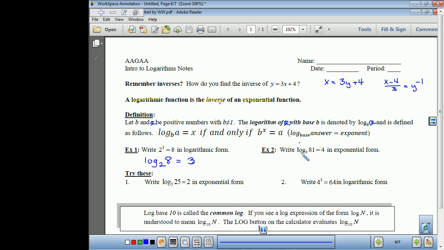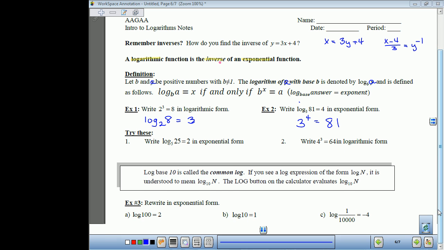Okay. So this says log base 3 of 81 equals 4. What is my base in this expression? 3. What is my exponent? 4. Equals, what is the answer? 81. Is this all we're doing today? We are learning how to deal with logs. Yes. Now you try these.